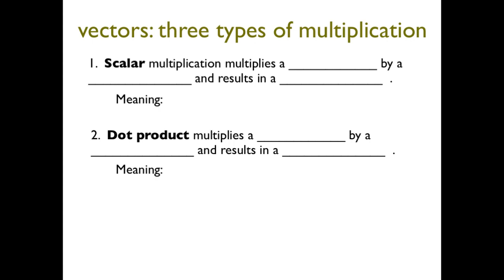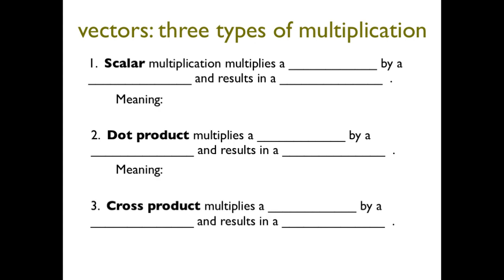Okay, so then there's a third type of multiplication, and that's called the cross product. And the cross product multiplies a vector by another vector and results in a third vector. And that's what the sheet I just handed out to you is, extras.